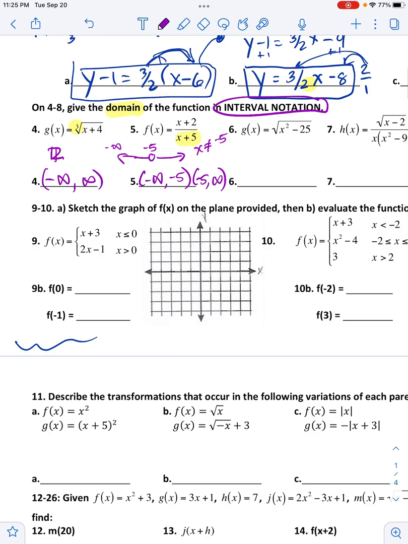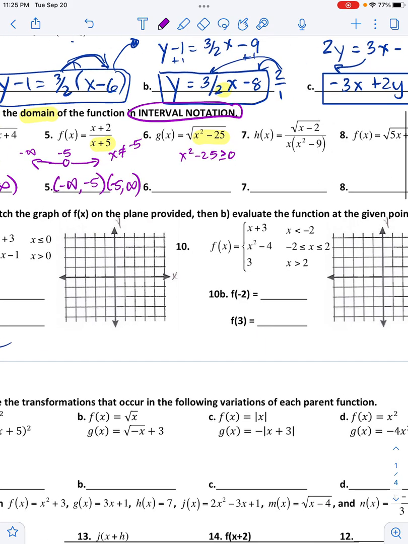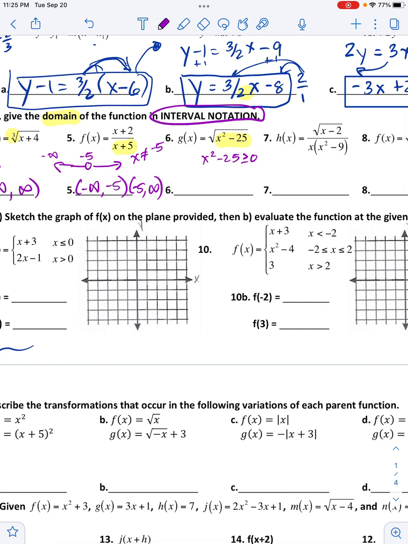This next one is an even root. And so I'm looking at what's underneath it. Because when you have an even root, whatever's underneath there, you have to figure out where that is going to be greater than or equal to 0. So this one's tricky, but think about what you know. You know that it is a parabola. And we need only the parts of the parabola that are greater than 0.